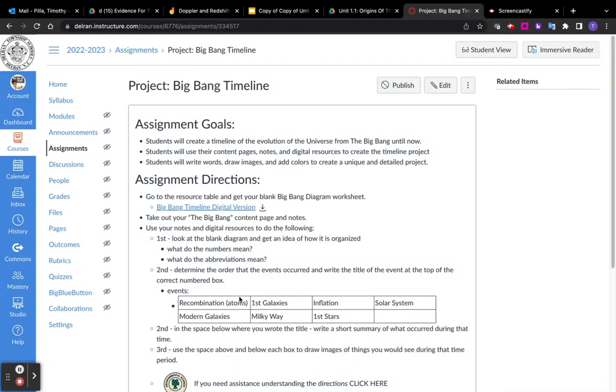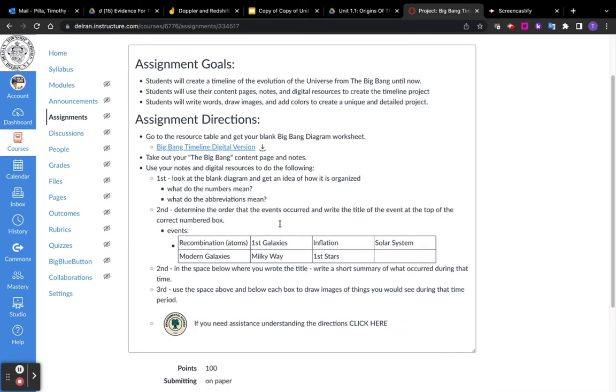I'm going to explain to you the directions for this Big Bang Theory timeline. You're going to have to create a timeline of the evolution of the universe from the Big Bang until now. So first, go get your Big Bang timeline blank worksheet, which is on the resource table. You do need your notes, your content page, and the notes that you took from it.